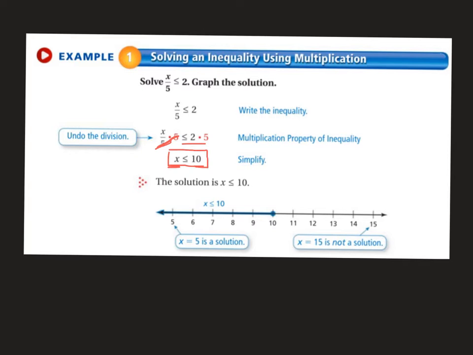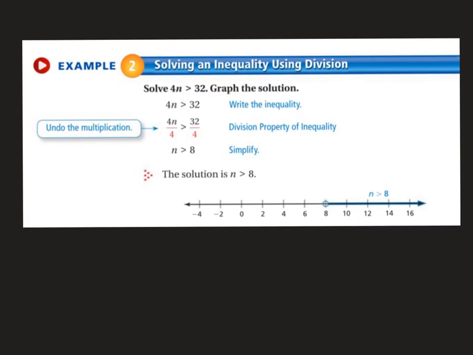So the way we graph this, we go to 10, and it's less than or equal to. So we do a closed-in circle to show that we also include the number 10, and then we draw a line with an arrow going to the left to show that we're doing less than or equal to. Any of the numbers over here are not solutions, but all these numbers over here are solutions to this inequality.